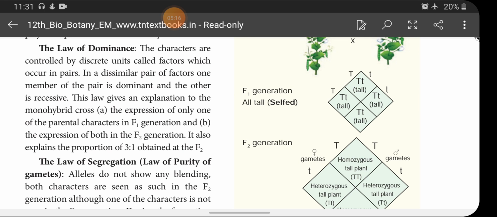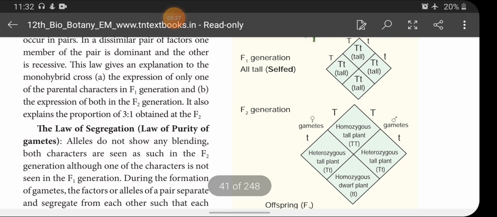When a pair consists of dissimilar factors, one member of the pair is dominant and the other member of the pair is recessive. So one is dominant, one is recessive. That is what dissimilar means. This law gives an explanation to the monohybrid cross, the expression of only one of the parental characters in the F1 generation.